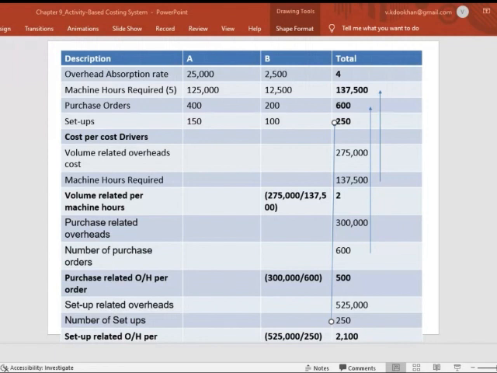So, check off. The 250 is directly from there. So I have my setup related overhead. Per setup, it gives me 2,100.